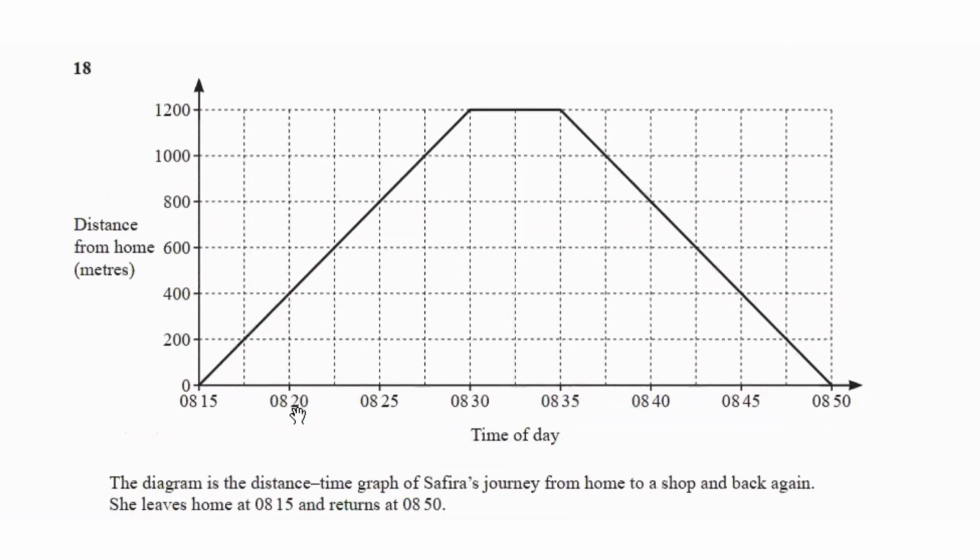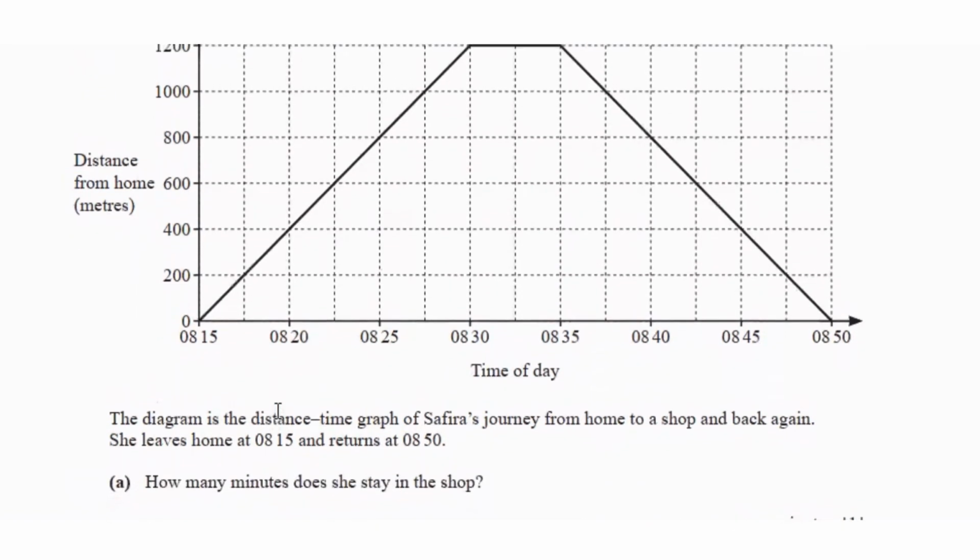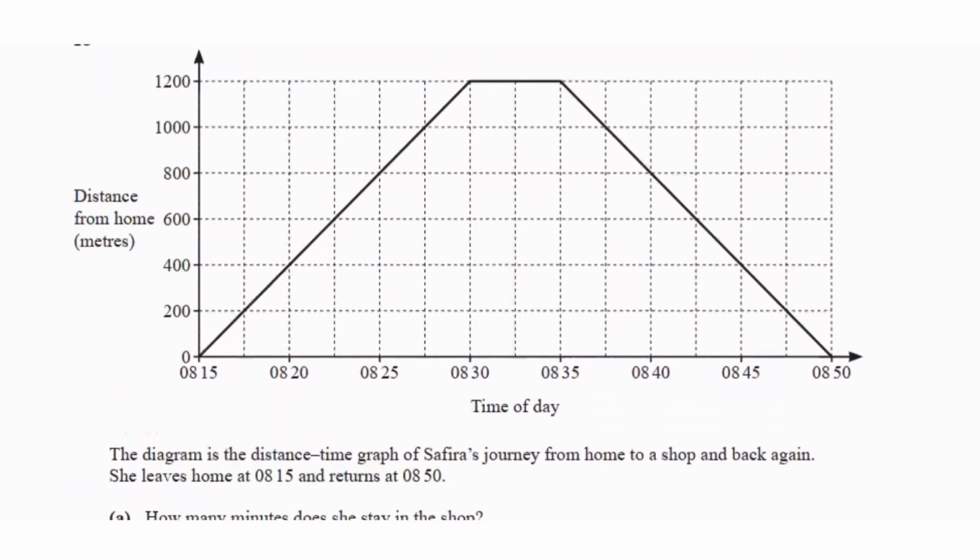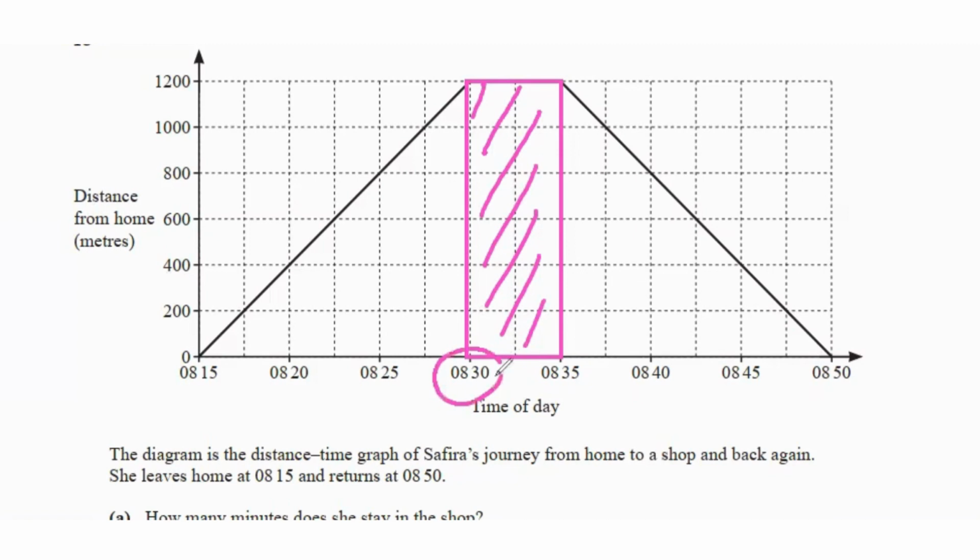Then question 18 says the diagram is a distance time graph of Safira's journey from home to a shop and back again. She leaves home at 8:15 and returns at 8:50. How many minutes does she stay in the shop? So the time where there's no distance being covered, that is the time that she's spending at the shop, which is all of this. So we have 8:30 when she arrives at the shop and 8:35 when she leaves the shop. That means she only spent 5 minutes.